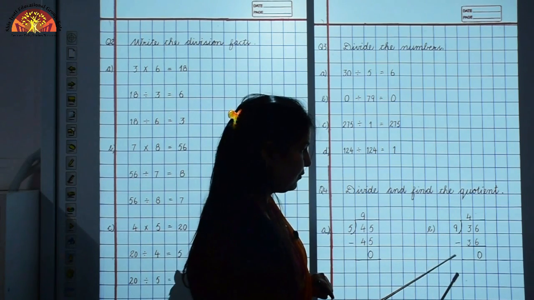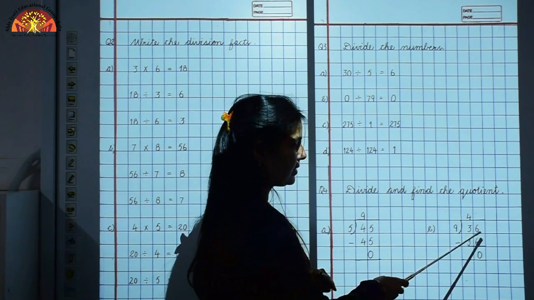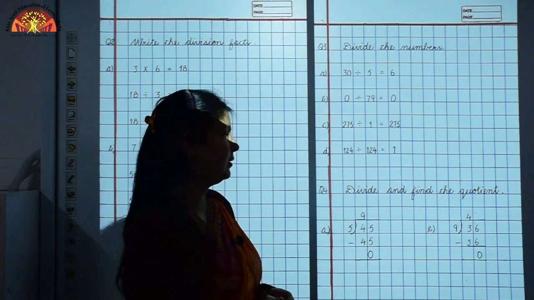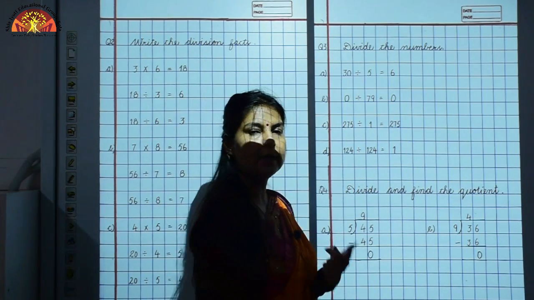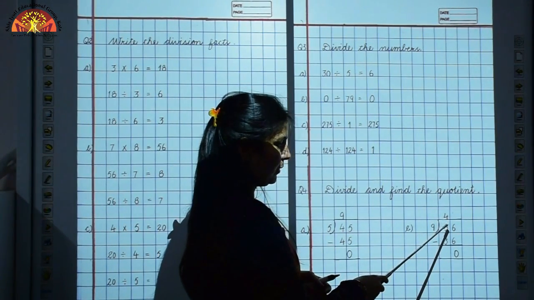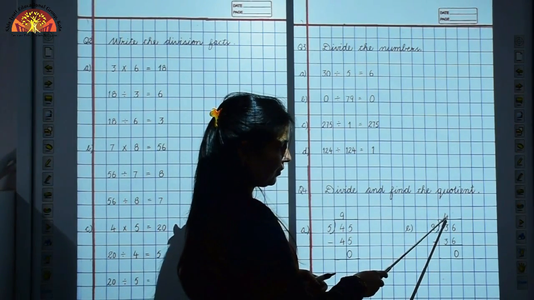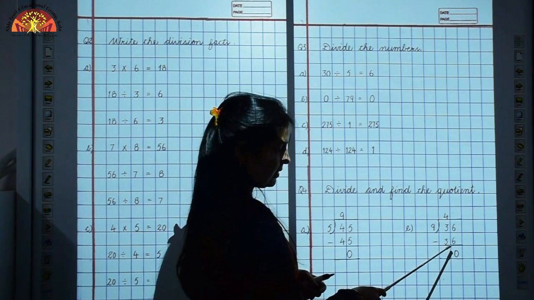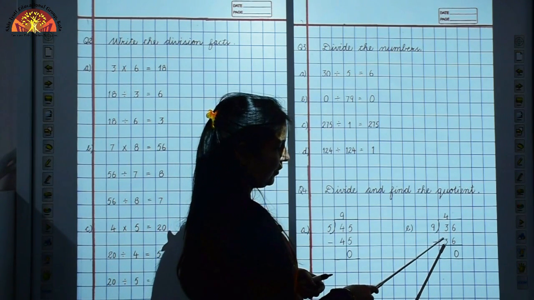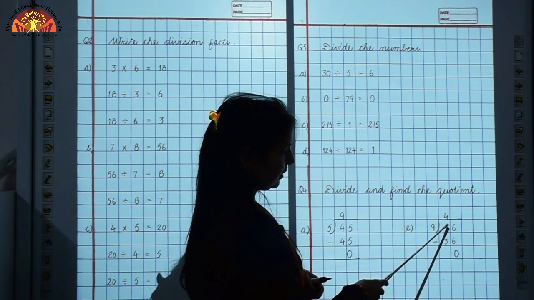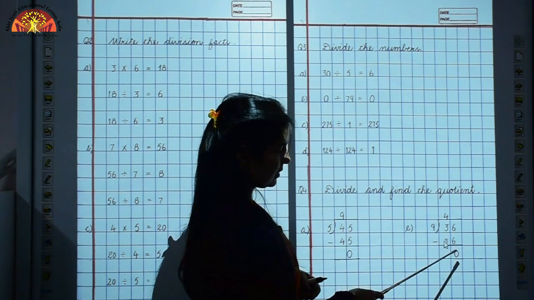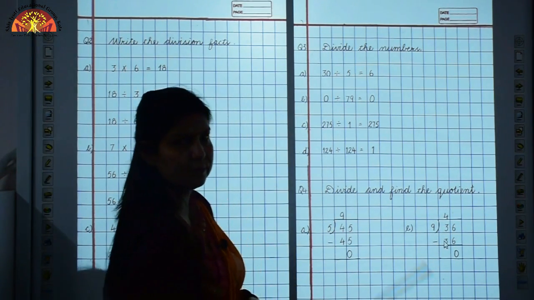Now B part of this, here we are dividing 36 by 9. So we have to speak the table of 9. How many times? Till we get 36. 4 times, 36 is coming. So we will write 4 here and 36 here. This 4 is the quotient, and now we will subtract 36 from 36. So 36 minus 36 is equal to 0.